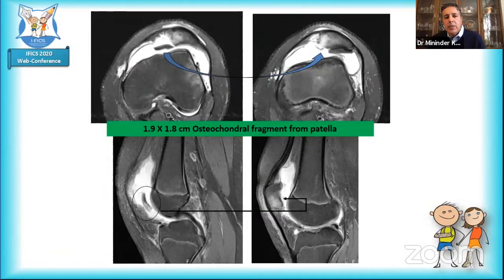And if it's a big piece like this, I usually do it through a medial patellar arthrotomy. Through that, you can fix it, but you can also make a decision about repairing the MPFL versus doing a simultaneous MPFL reconstruction. For a first-time dislocation, my tendency has been to repair the MPFL, not do an MPFL reconstruction initially.